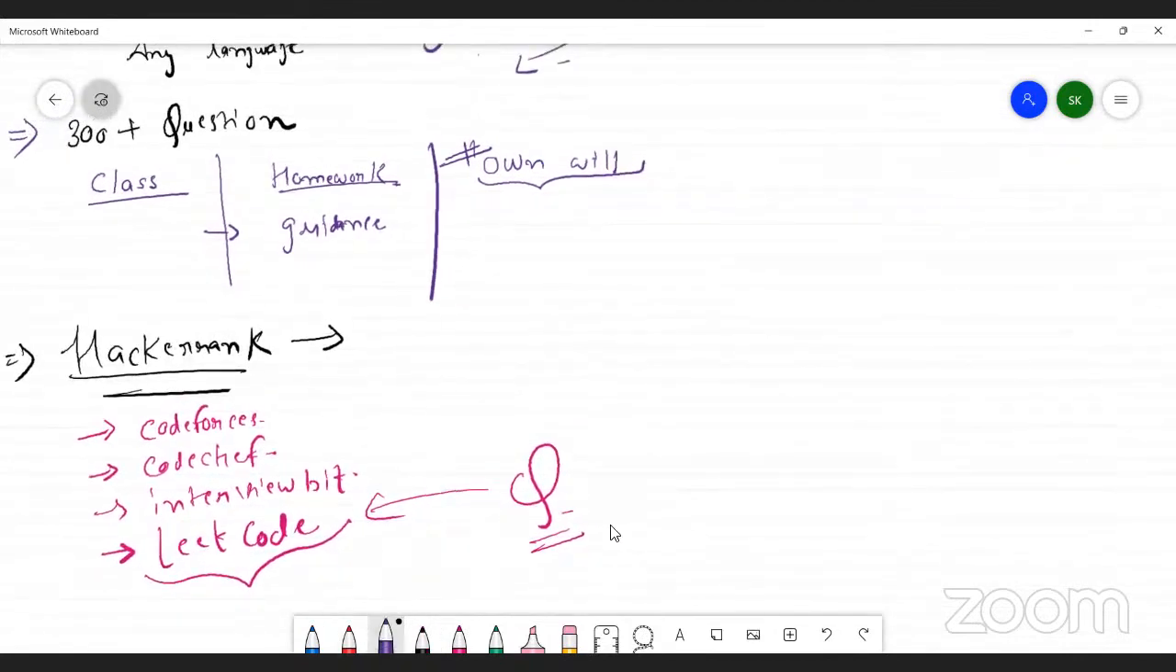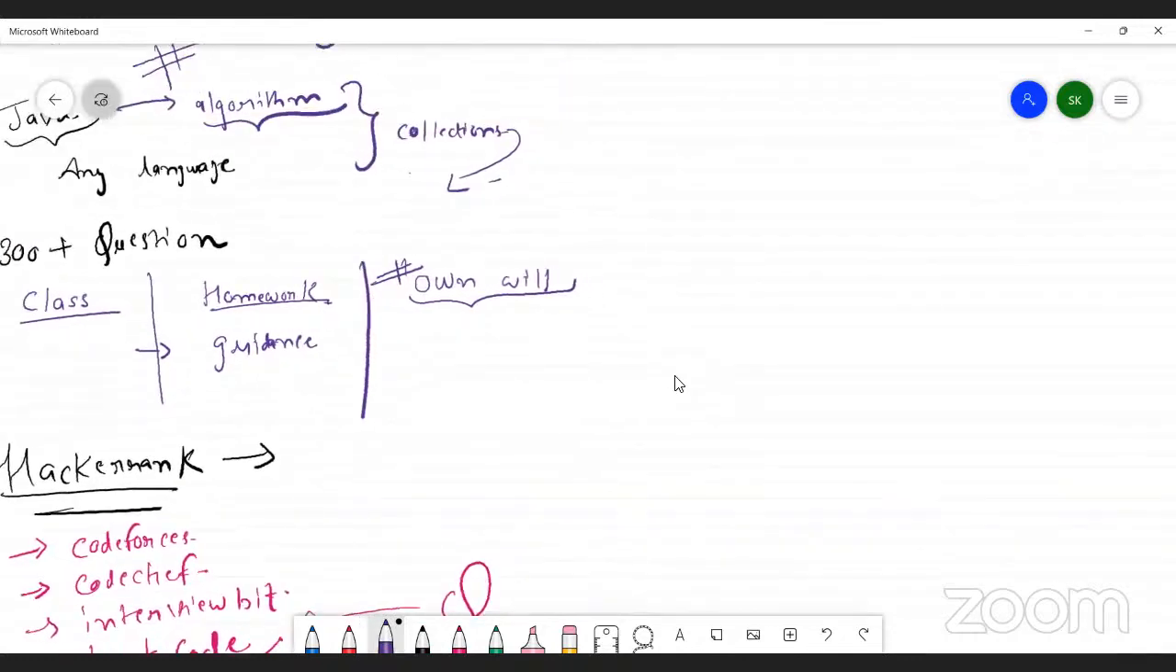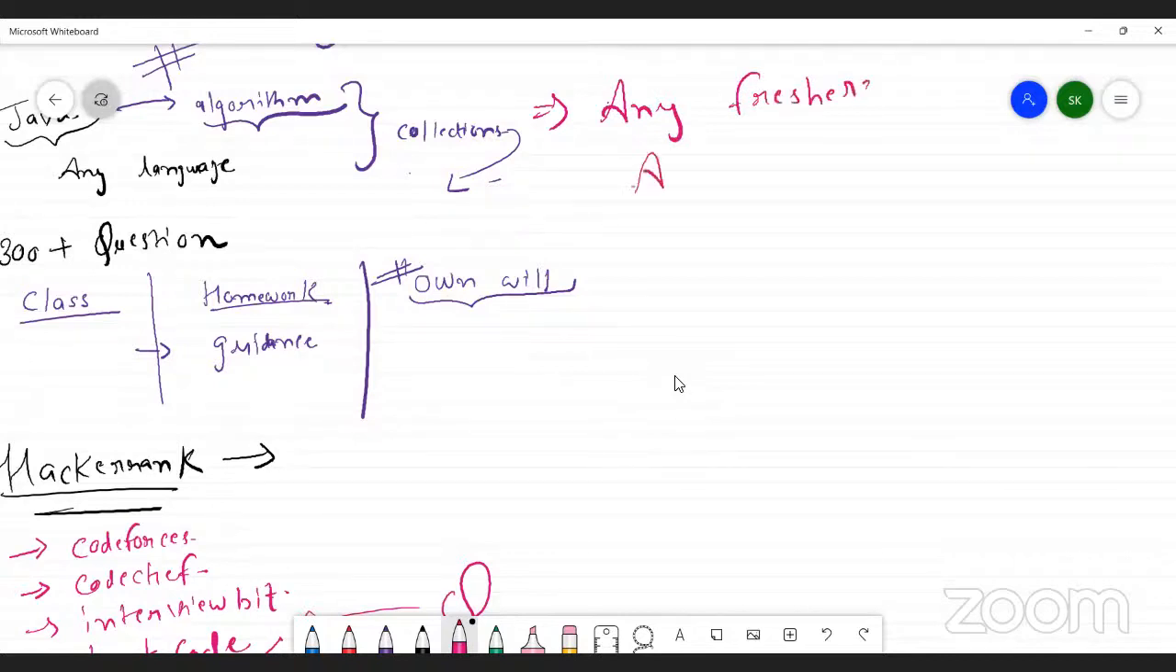The next thing is who this batch belongs to. It's not restricted to any person. Any fresher who is going to join a company, any experienced person who is looking for a switch, they all can join this particular batch. Is it clear to you guys?